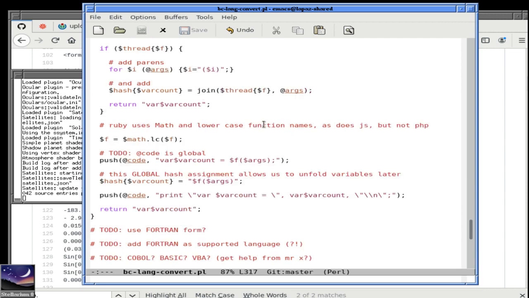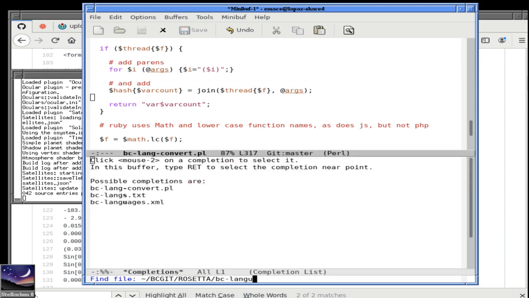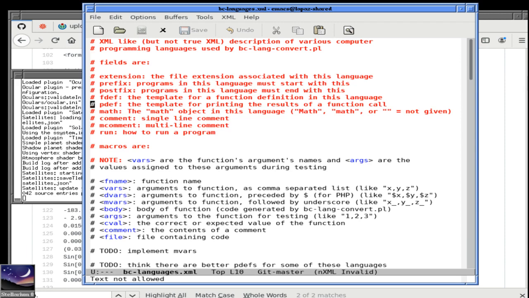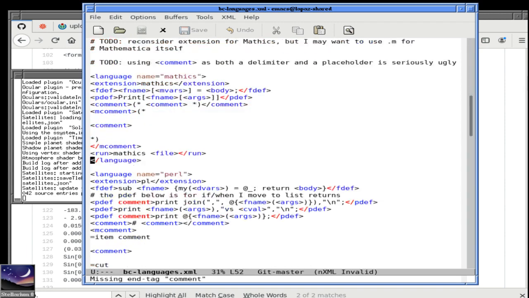And in fact, these are descriptions of languages and how they differ in terms of taking arguments and so on. This is the file extension. How you define a function given a bunch of variables. So in Mathematica, you put the function name followed by a bracket, followed by your variables, followed by the body. How do you print something out? Well, Print. A comment begins with parenthesis star and ends with star parenthesis, and a multi-line comment begins with star this and ends with star that. And I know this is not proper XML.